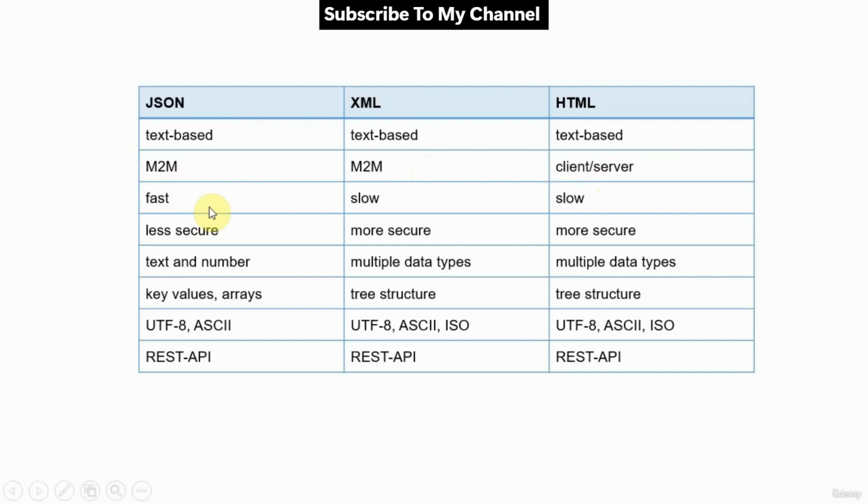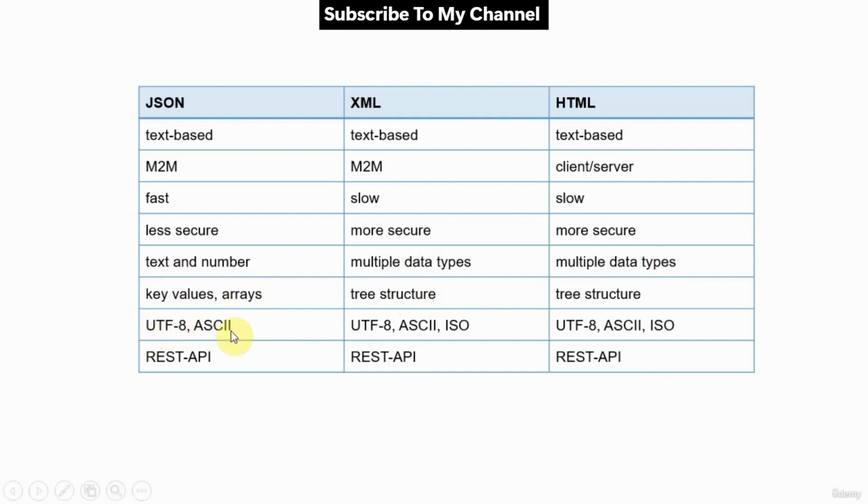JSON is fast, it's text-based, really fast. XML is a little slower, and so is HTML. JSON is not as secure. XML and HTML are actually more secure encoding methods, so that's something to be considered. JSON is just text and number based, whereas XML uses multiple data types, and so does HTML. JSON is really basic, and that's what makes it so attractive, because it's just based on key values and arrays, whereas XML is a tree structure, and so is HTML.